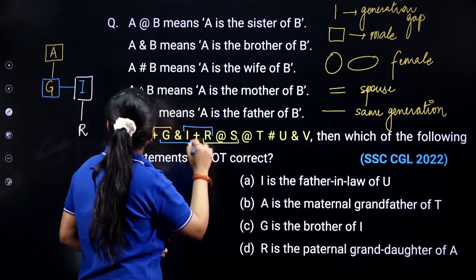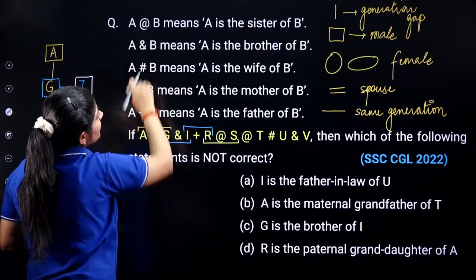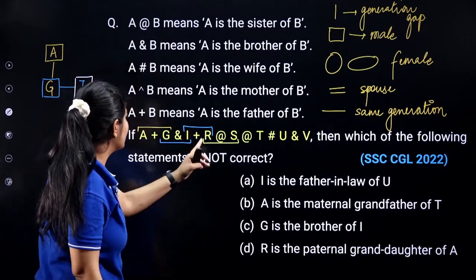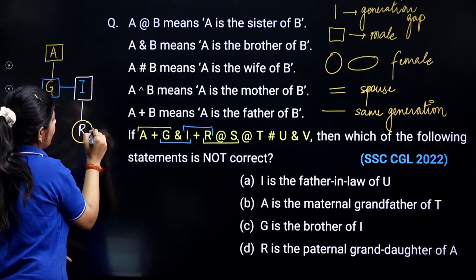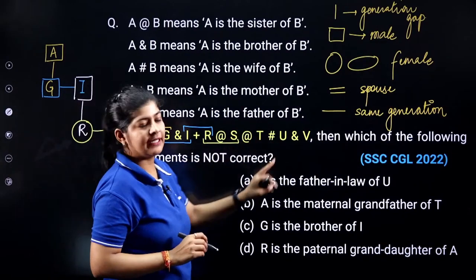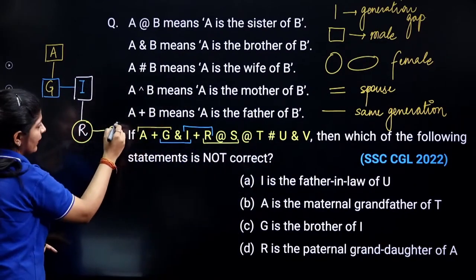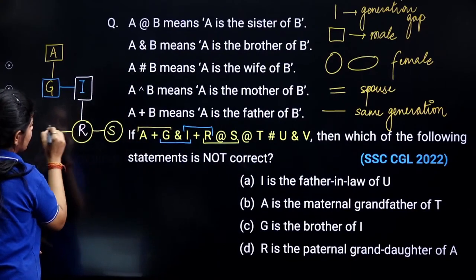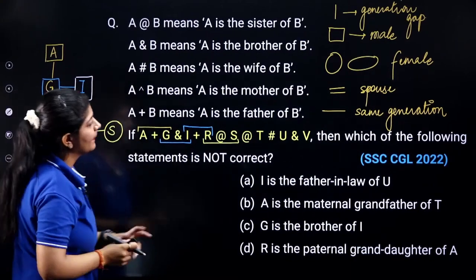R at the rate S. Where we have at the rate, that means A is a sister of B. That means R is a sister of S. Right? Next. S at the rate T. We do not have space here, so I am writing T to this side. Right? Okay. Next.